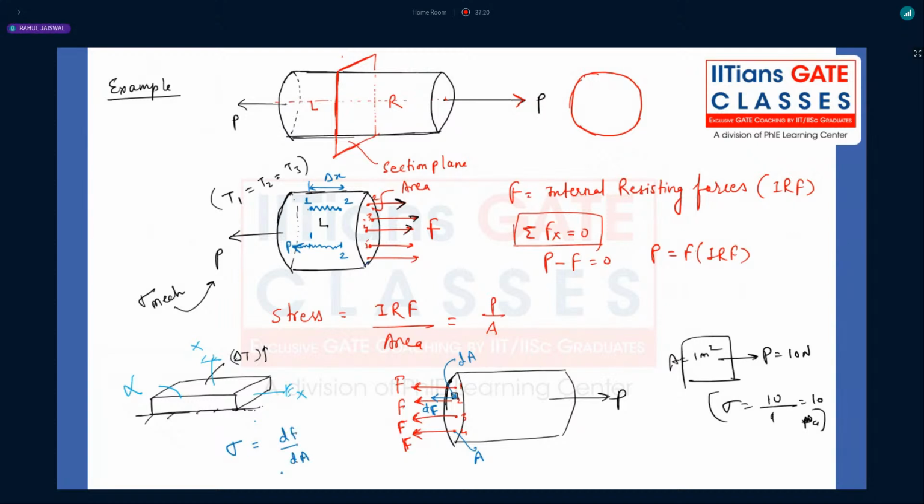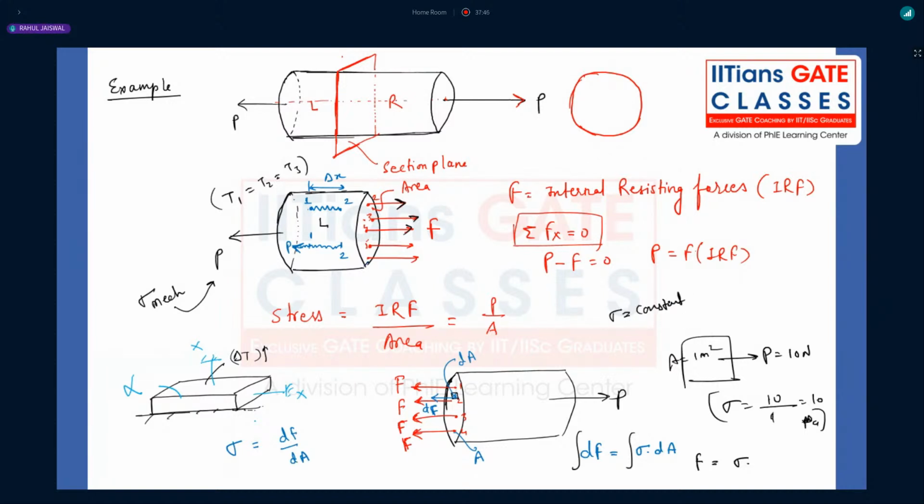Then what can we write? dF can be written as sigma into dA, right? Sigma into dA. Now if I do the integration, what will happen, my dear friend? If I do the integration, sigma will come outside, because sigma is not varying, right? If sigma is not varying, sigma is constant, right?